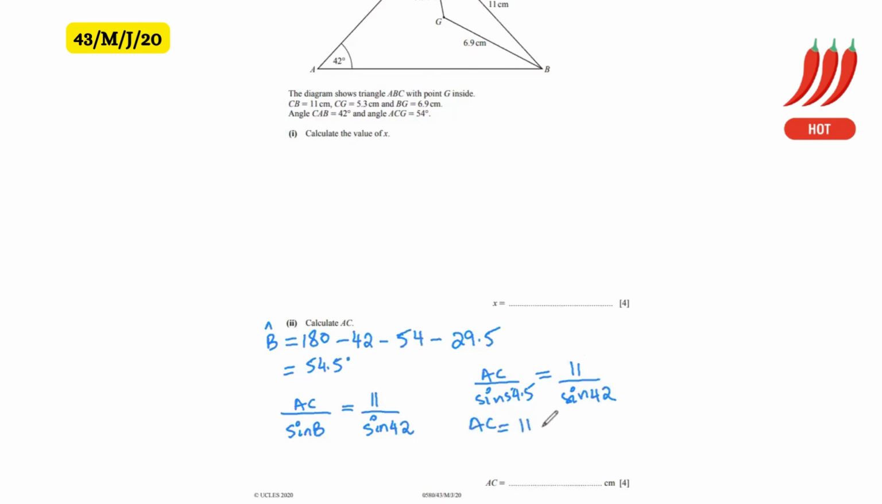Cross multiply, so 11 times sine of 54.5 divided by sine of 42. And AC is going to equal 13.38 or 13.4. That is your length of AC.